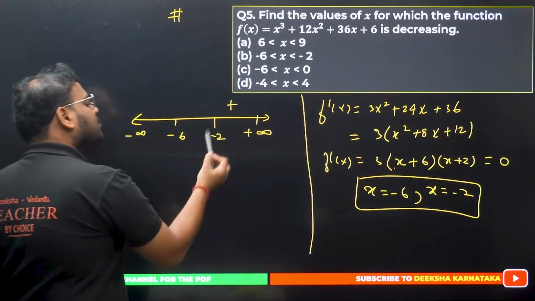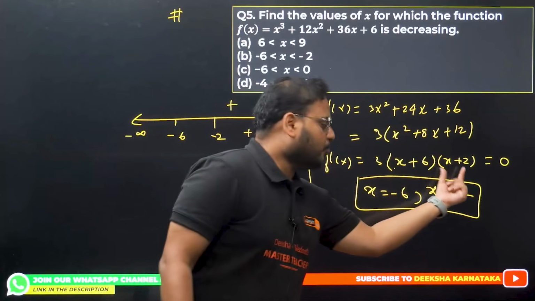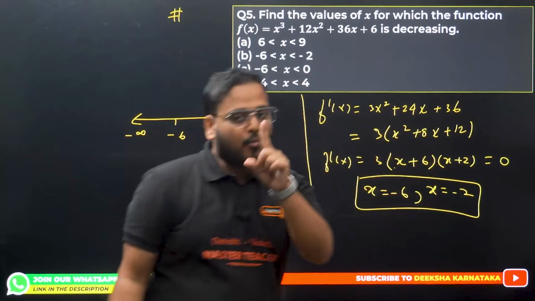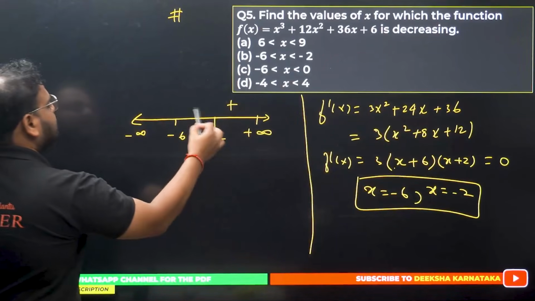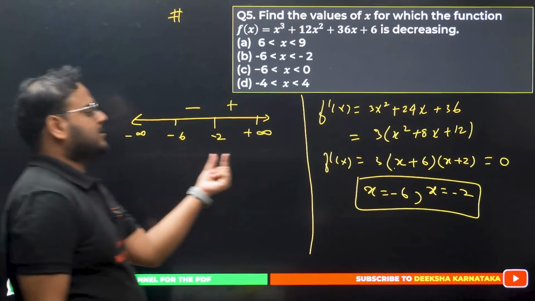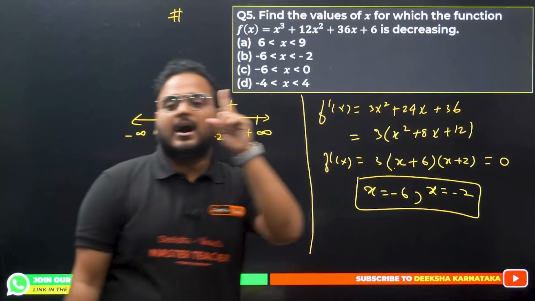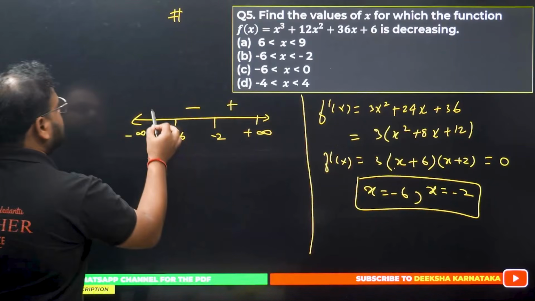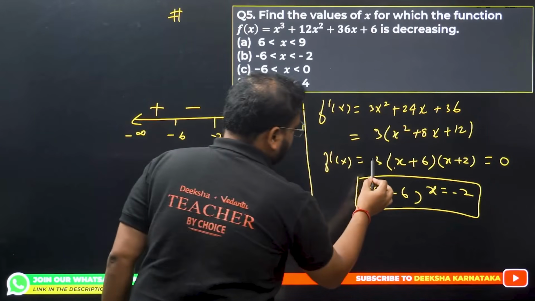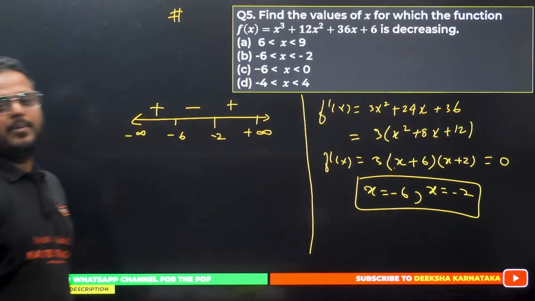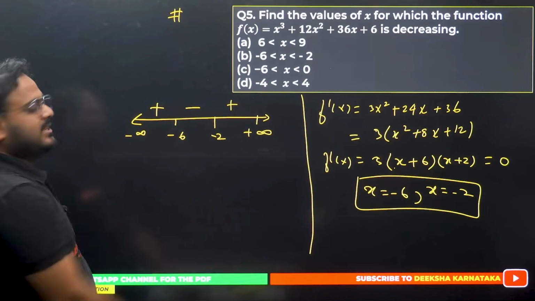Now look for the minus 2. Where is it coming from? X plus 2. What's the power of the x plus 2 factor? 1 means odd. Sign change. Minus. Now look at minus 6. Minus 6 is coming from the factor x plus 6. Power of x plus 6 is again 1. Odd. Sign change. Plus. So we have plus, minus, plus.